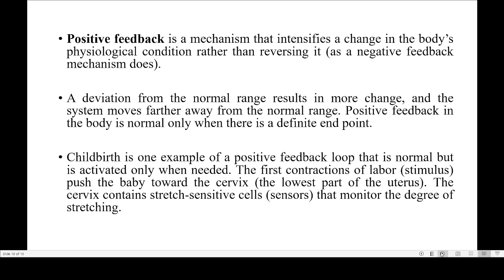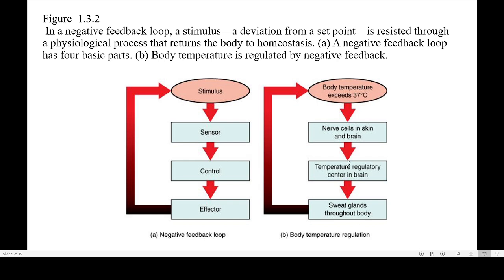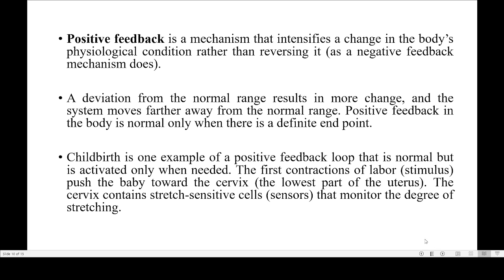Then comes positive feedback. So what is the function of positive feedback? This feedback system intensifies change in the body's physiological condition rather than reversing it. As we saw in the negative feedback loop, the response is always the reverse of the input. But in positive feedback, it intensifies the change in the body's physiological condition. The response enhances the input. It intensifies the input. That's why it is known as positive. A deviation from the normal range results in more change and the system moves further away from the normal range.